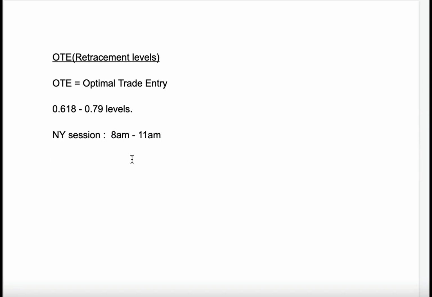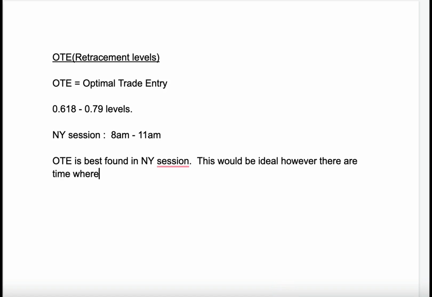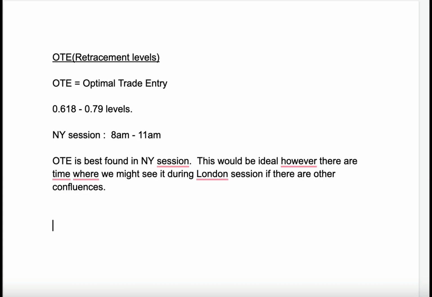So just to clarify it again, OTE is best found in New York session. This will be ideal. However, there are times where we might see it during London session if there are other confluences. So now let's look at some live examples.